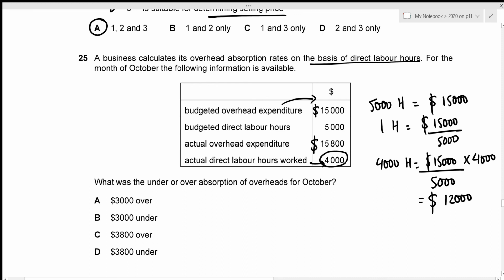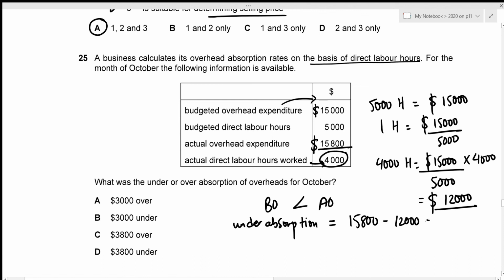Okay, now we can compare it with the actual overhead expenditure, which is 15,800. So clearly, our budgeted overhead is less than the actual overhead. And whenever the budgeted overhead is less than the actual overhead, it results in underabsorption. So this is the case of underabsorption. And we need to figure out the underabsorption amount as well. And that will be the difference between actual overhead and the budgeted overhead, which in this case is 15,800 minus 12,000, which results in 3,800. So the correct answer is going to be 3,800 underabsorbed, which is given in option D. That is the correct answer.